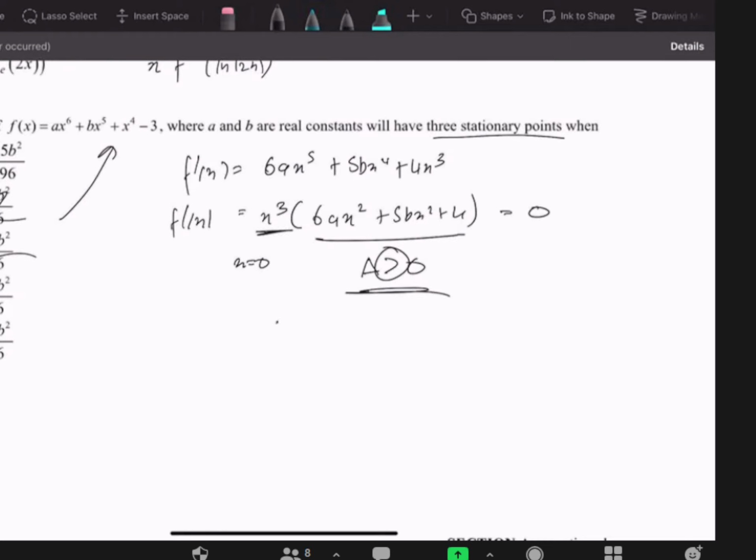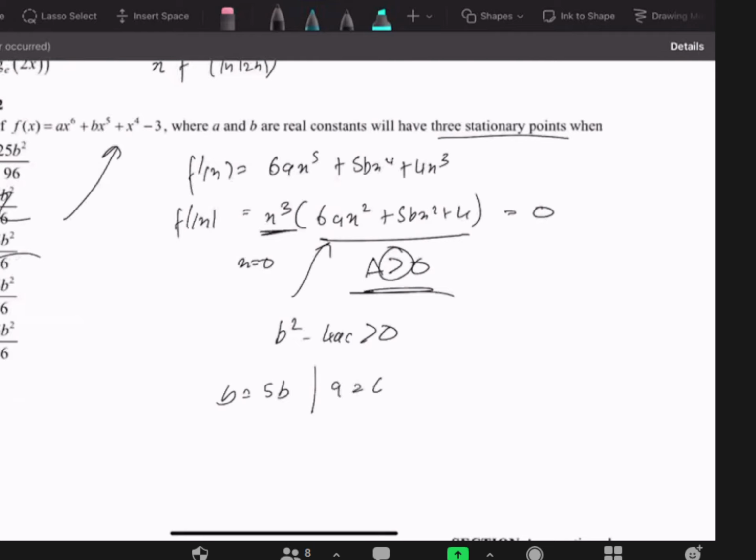If you just do b squared minus 4ac greater than 0 using these values, b is 5b. Oh, that's unfortunate, but it just happens to be called b as well. And a is 6a and c is 4. Just put that into your CAS and you should get D.